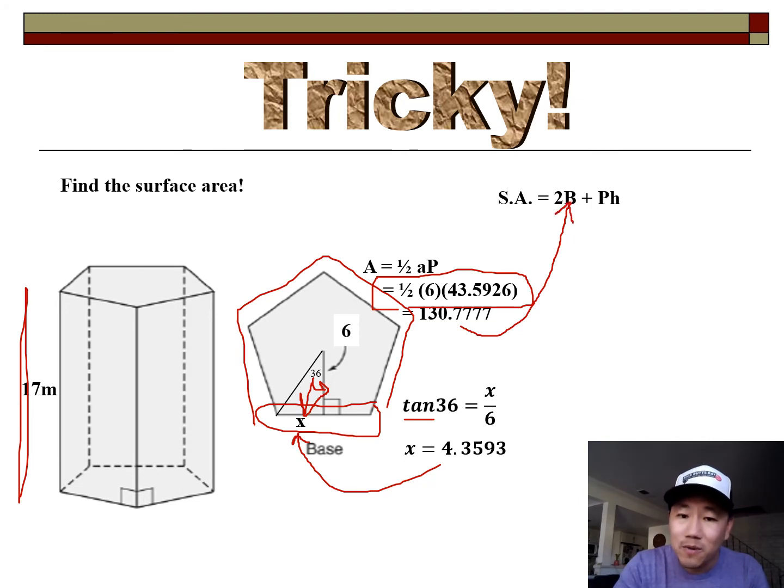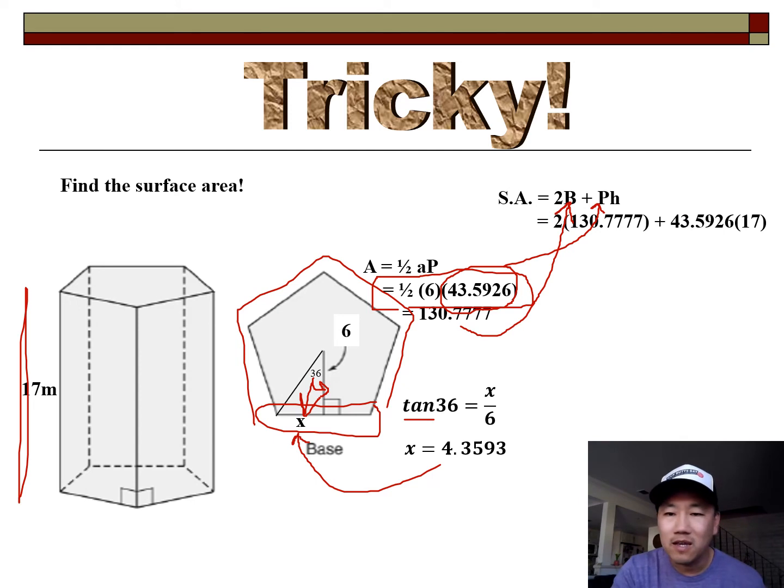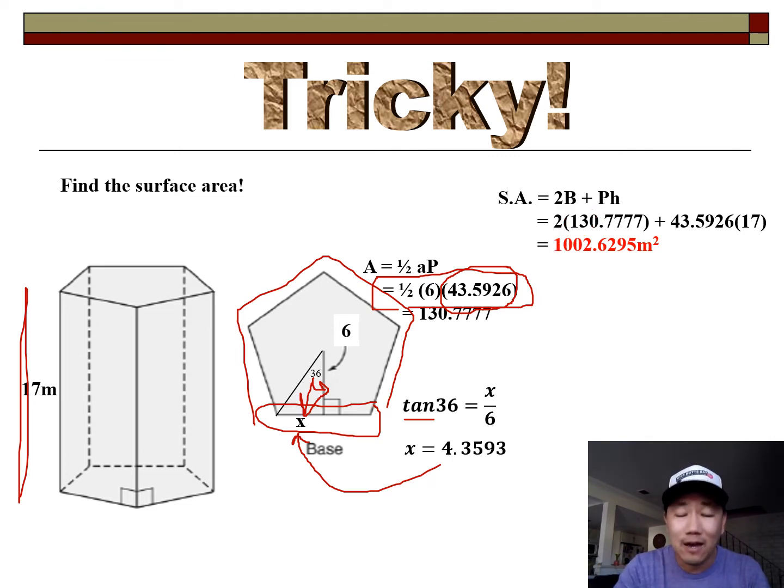Okay, so the area of the base goes here. We actually know the perimeter. The perimeter is the 43, that was this part. That goes here. And then the height was the original 17. So plug everything in, do a little bit of calculator work. Let me erase some of that. You should get about 1,002 meters squared.